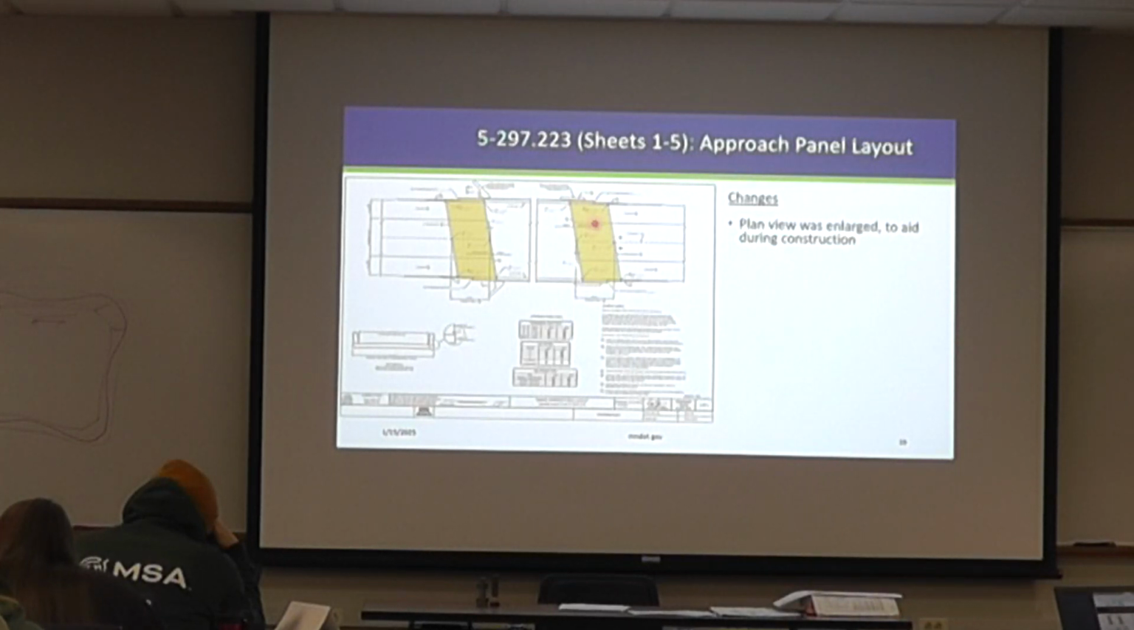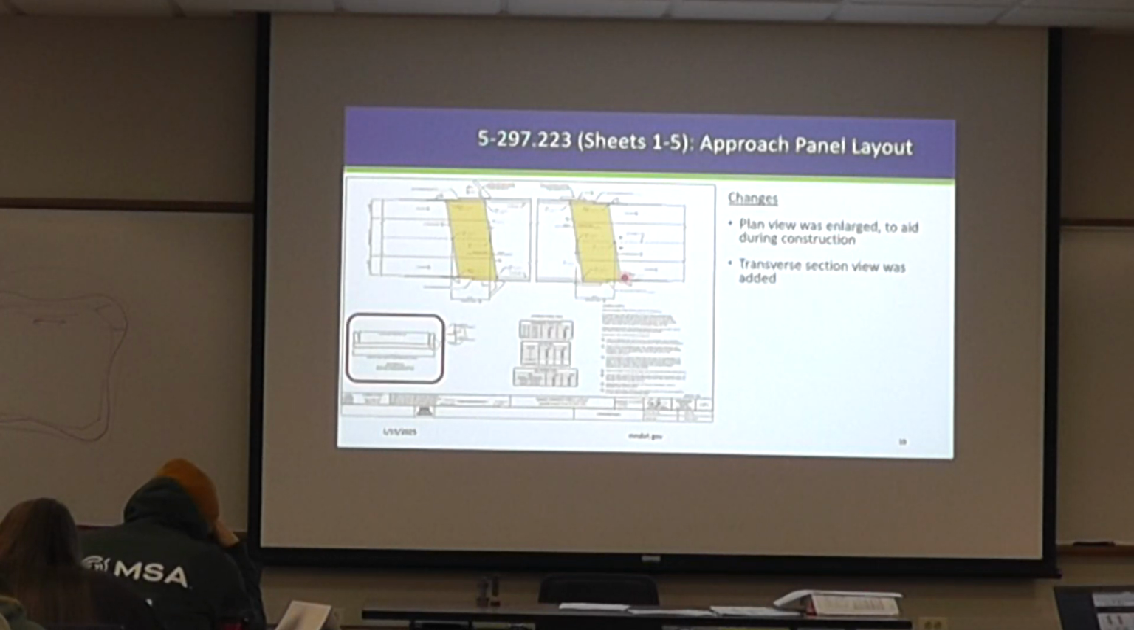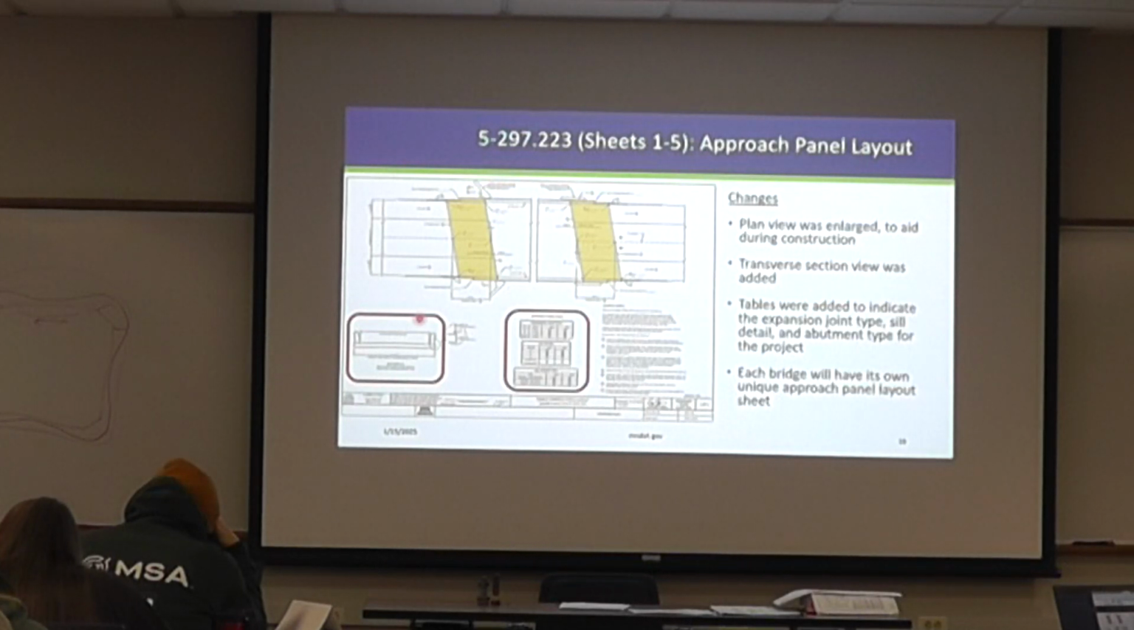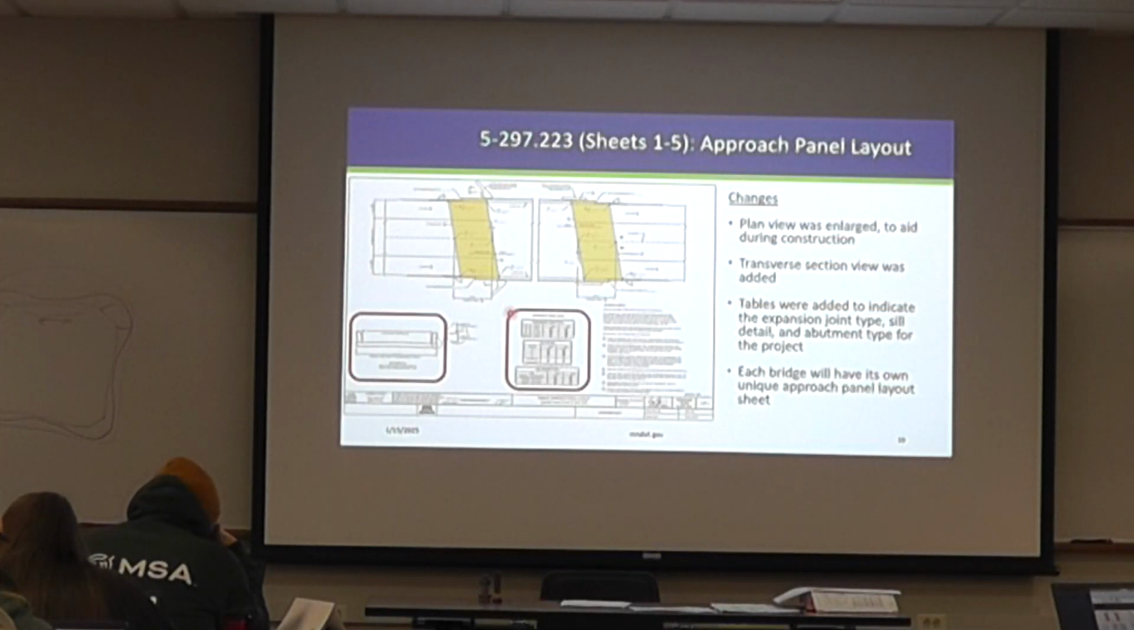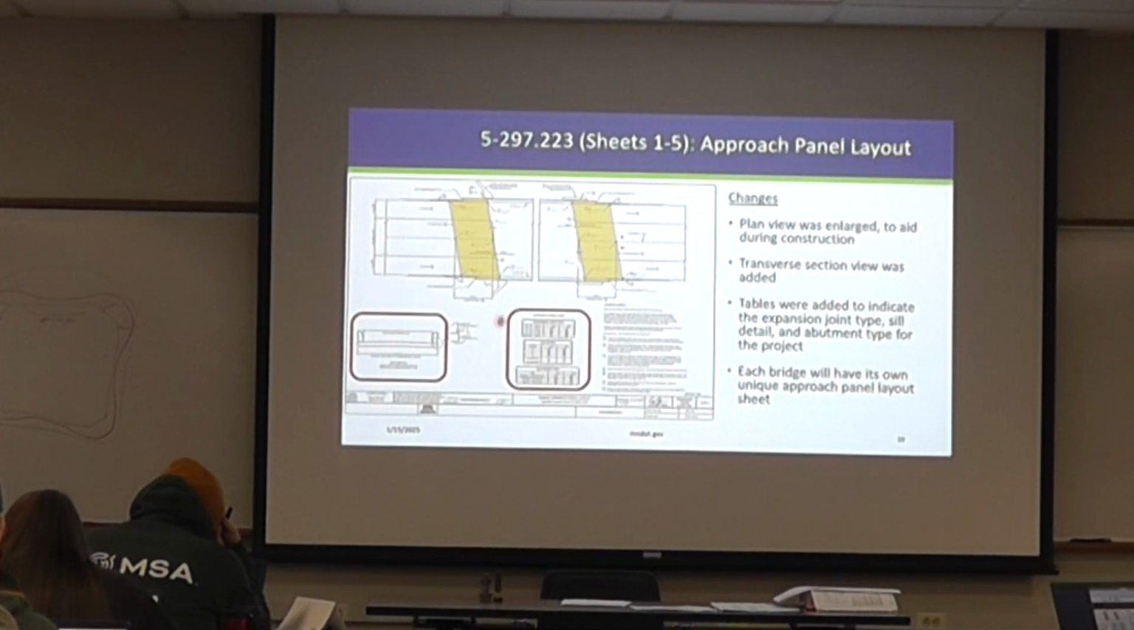As I alluded to, this plan view was enlarged. I know it used to be kind of small, so we enlarged it to aid during construction. We added this transverse section view down here. And probably the most important addition is these tables. I know you can't see it, I'll zoom in on the next slide, but these tables were added to indicate the expansion joint type for the project, the sill detail, and the abutment types of the project. As I mentioned before, if you have multiple bridges on a project, each bridge should have its own unique sheet like this for the geometry, and this table would be filled out uniquely for each bridge.